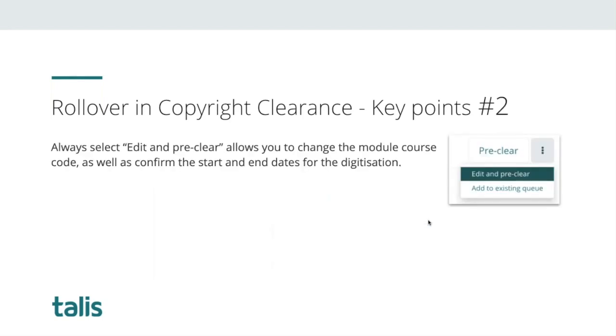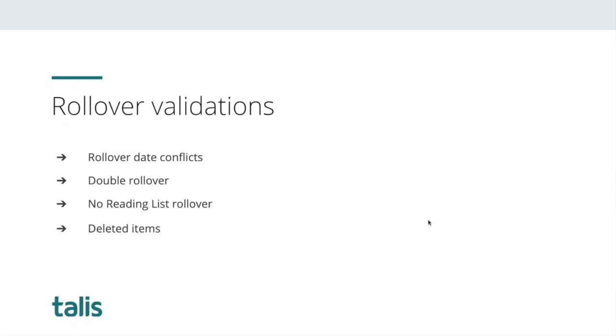Second key point is to use the edit and pre-clear option so that you can confirm the start and end dates, and make any changes to course codes. There are some validation checks. We saw a couple of those in that demo. So it tells you if there are any rollover date conflicts. So if the digitisation is being rolled over, but the start date is before now.